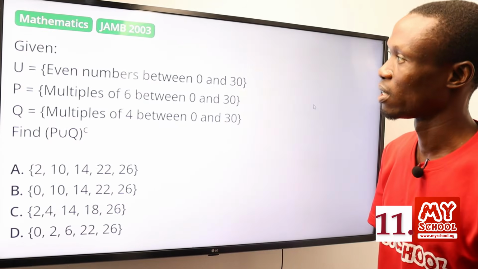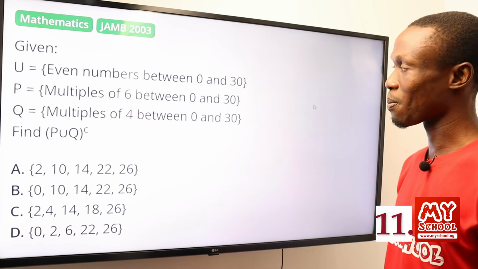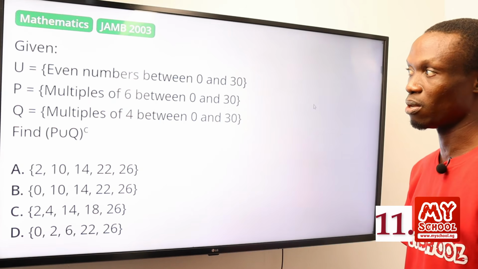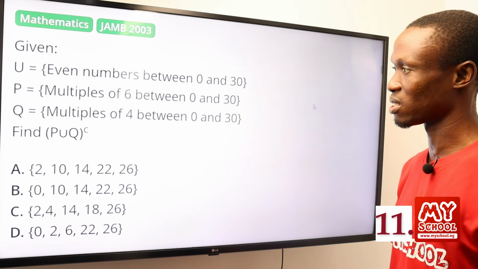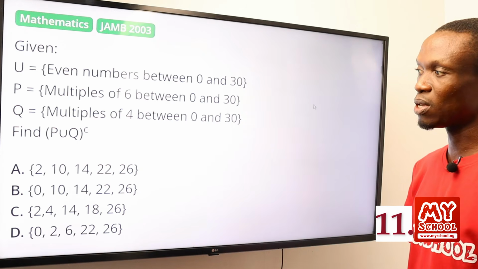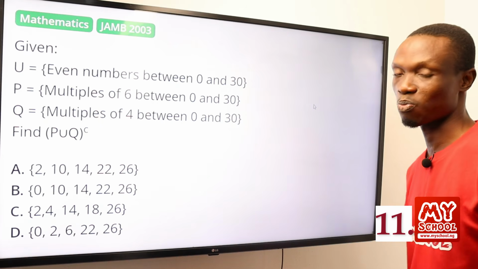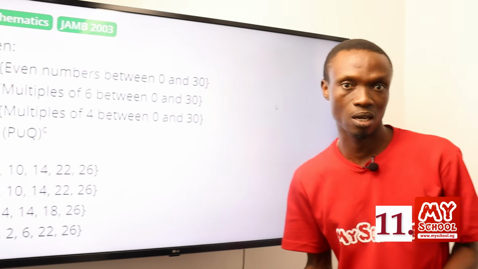Question 11. Given U, that is the universal set, even numbers between 0 and 30, P, multiples of 6 between 0 and 30, Q, multiples of 4 between 0 and 30, find P union Q complement. So let's move over to the board to provide answer for this question.